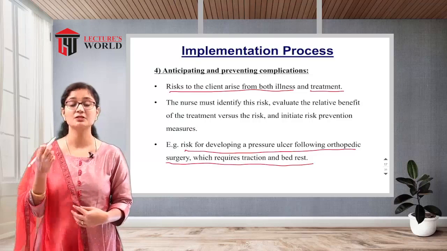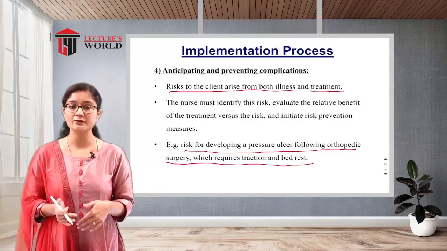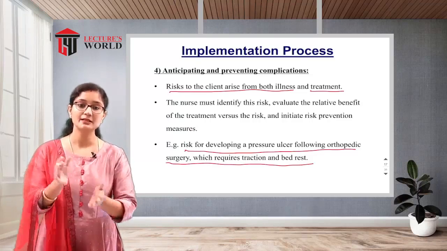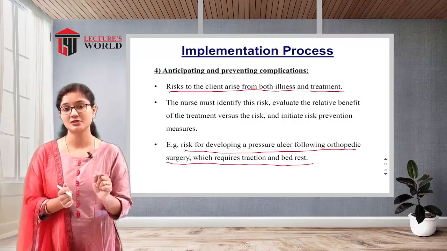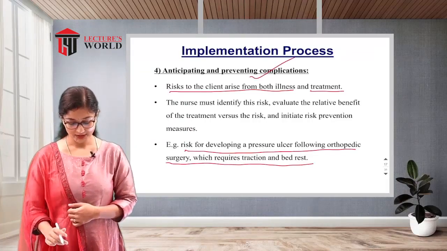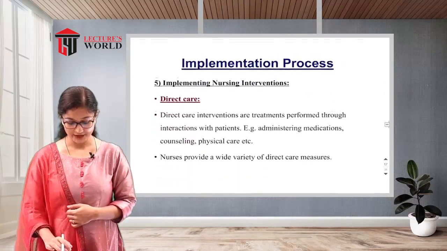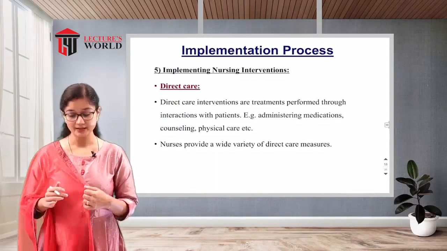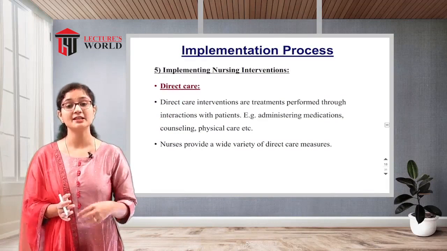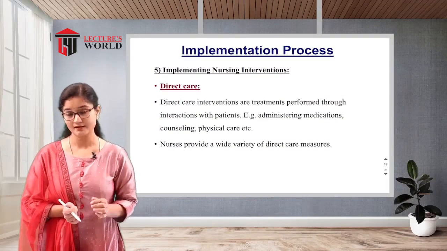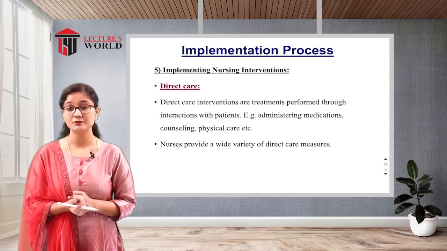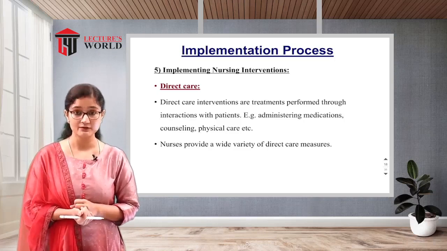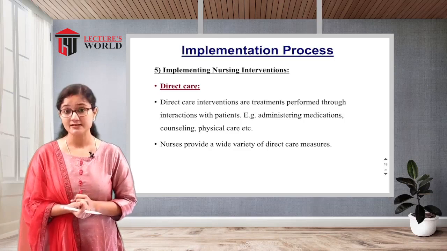So you have to think about the risk, and in order to prevent this pressure ulcer, what will we be doing? We will be turning him, or we will be giving him back care, so that he doesn't develop a pressure ulcer. Hope you understood anticipating and preventing complications. And the next is implementing nursing intervention. What do you mean by implementing? That's the last step of the process. तो पहले हमने reassess किया, right? Next we review, and if we want, we can modify our care plan or revise our care plan.